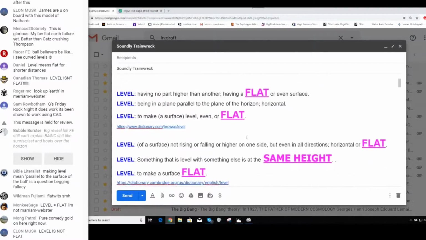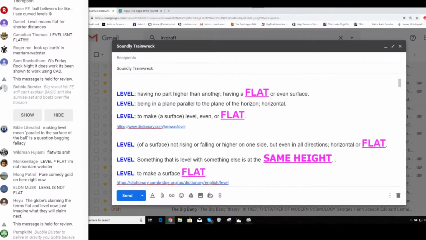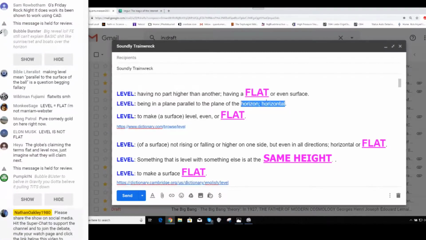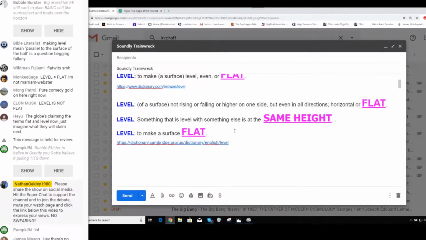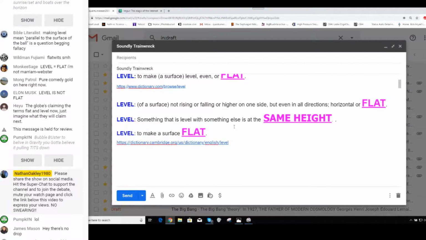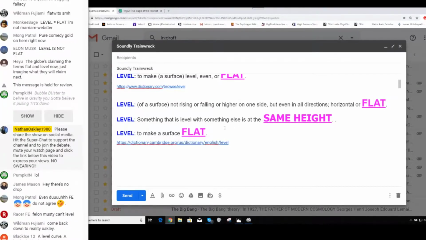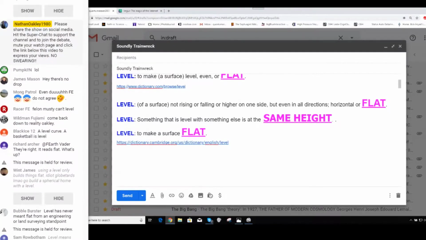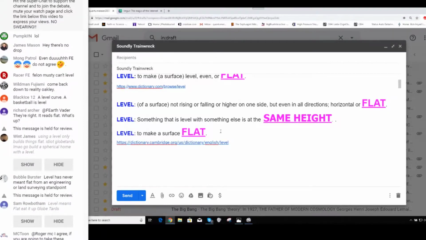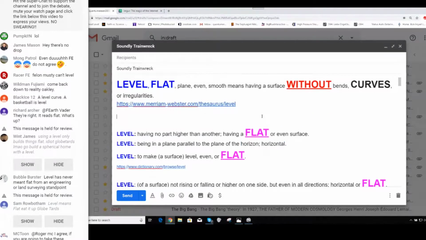You following so far? Dictionary.com: having no part higher than another, having a flat or even surface, being in a plane parallel to the plane of the horizon, horizontal, for the gentleman the other day. Level, to make level, even or flat. Finally, from Cambridge, level: not rising or falling or higher on one side, but even in all directions. Flat, horizontal. Something that is level with something else is at the same height. We just showed that with points A and B and C and D. Level, to make a surface flat. Are these my definitions? What's the problem here?